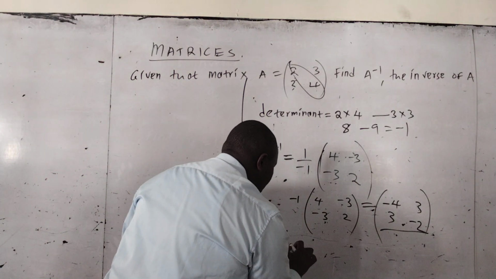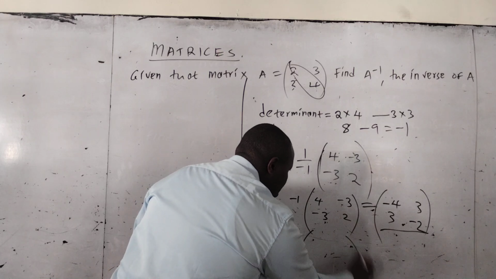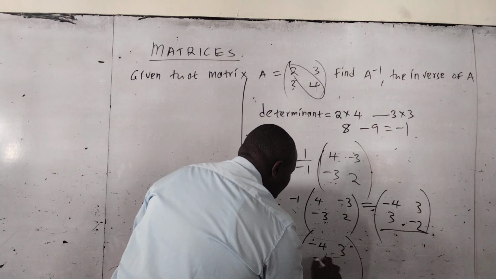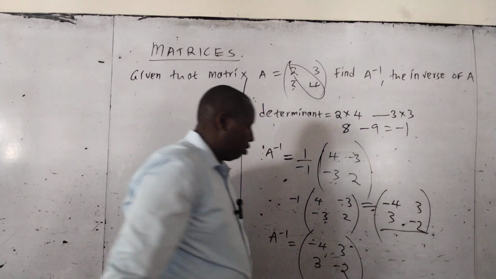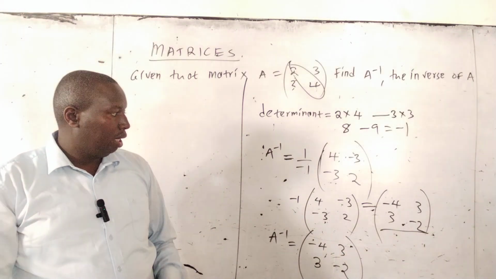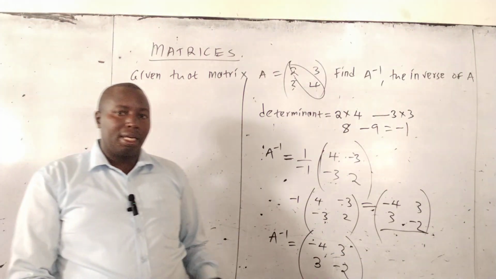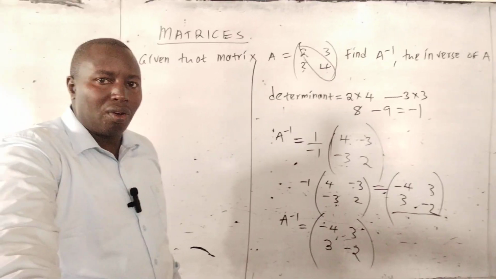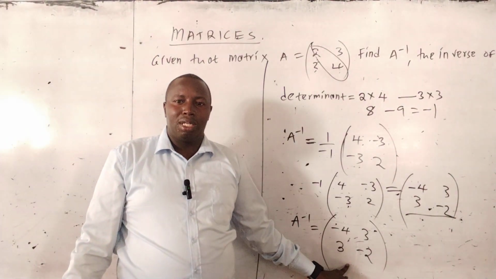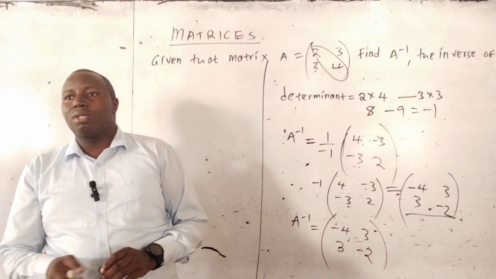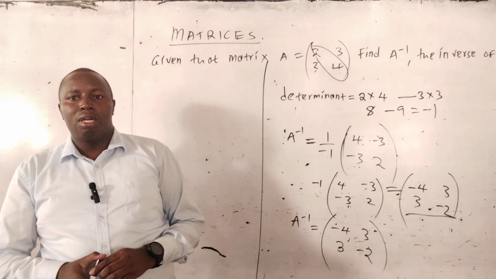A inverse, the inverse of A, is negative 4, 3, 3, negative 2. So this is now the final answer for this question. That is how to work out the inverse using the determinant. Is that okay? Yes.